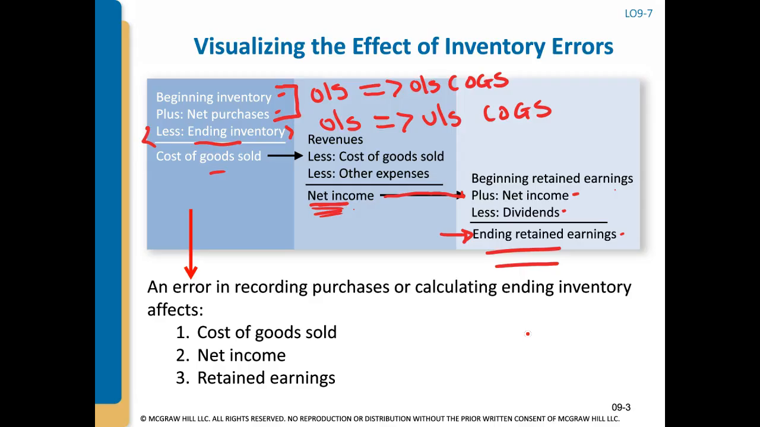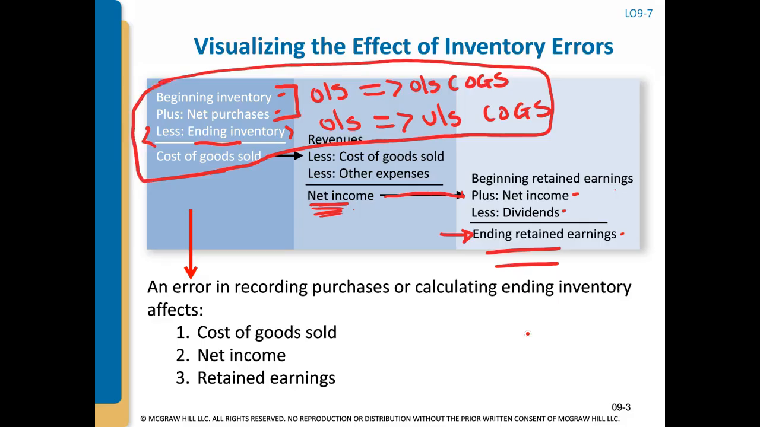So this is actually really important to keep in mind when you are told, oh, this is understated, this is overstated, of how it impacts your cost of goods sold. I really like how this is laid out. I think it's an easier way to remember all of that.